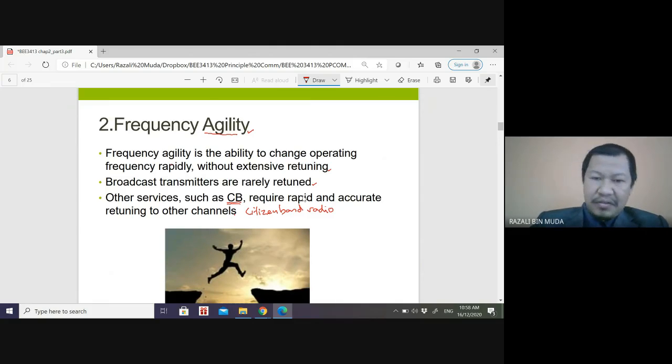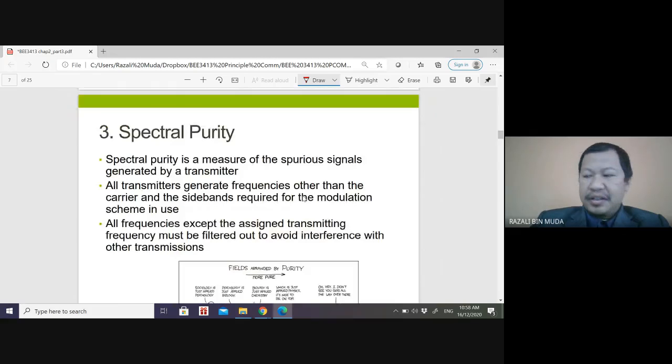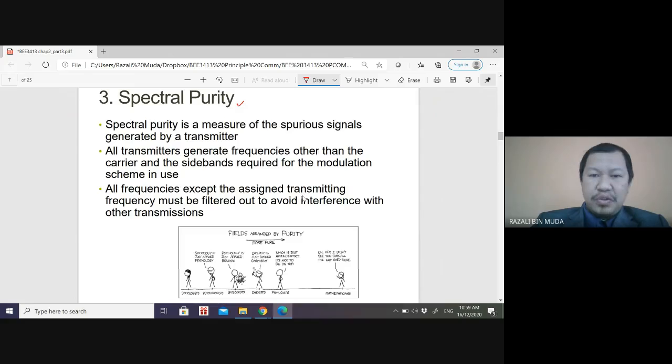Okay, if you want to know further about this, Google. Okay, Google. What is citizen band radio for Malaysia? The third issue is spectral purity. Spectral purity is a measure of the spurious signal generated by the transmitter.